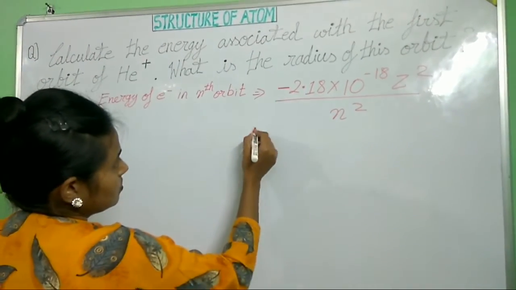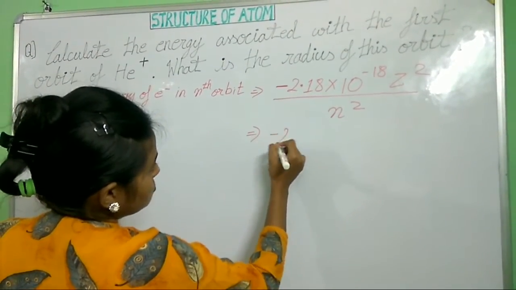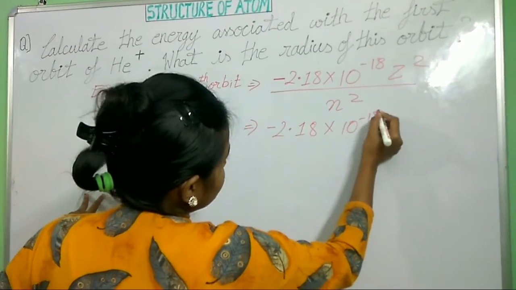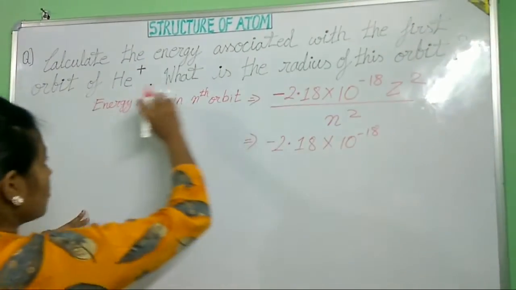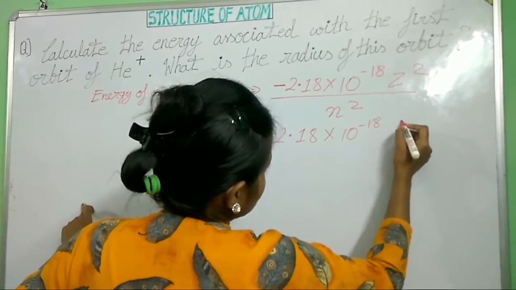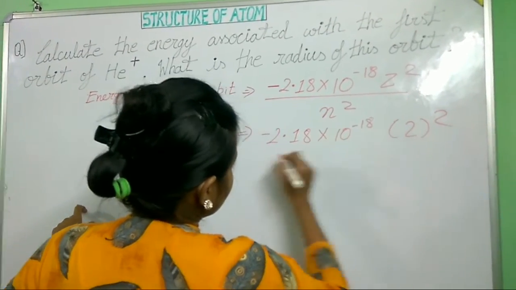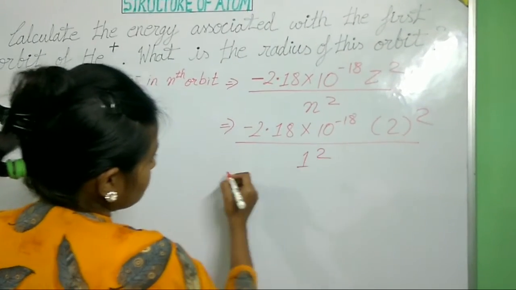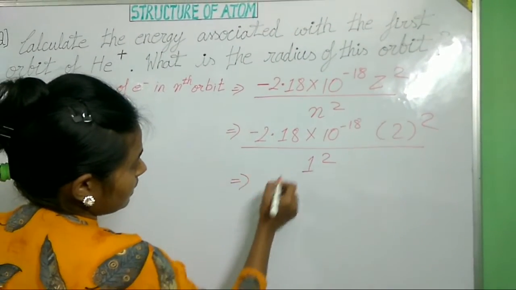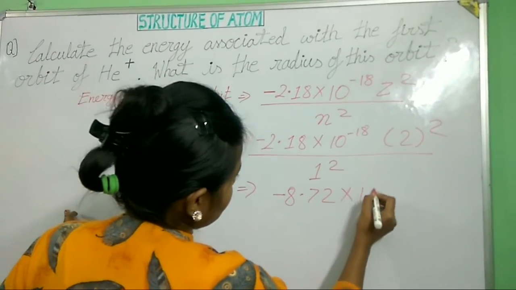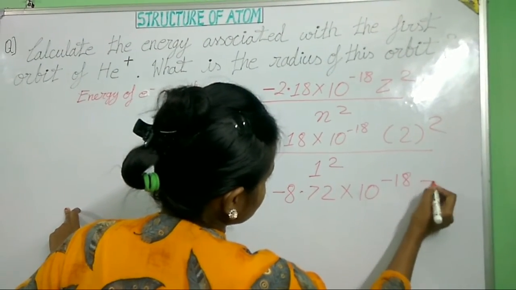Okay. So minus 2.18 into 10 to the power minus 18 for Z. For helium, what is the atomic number? 2. So into 2 square divided by, for first orbit it is told, so 1 square. So what will be the answer? If we calculate it, minus 8.72 into 10 to the power minus 18 joules.